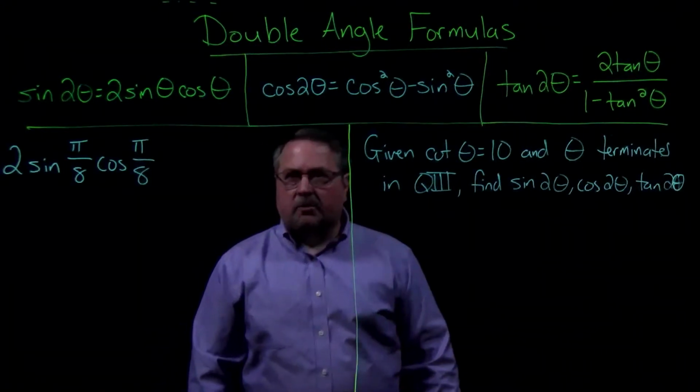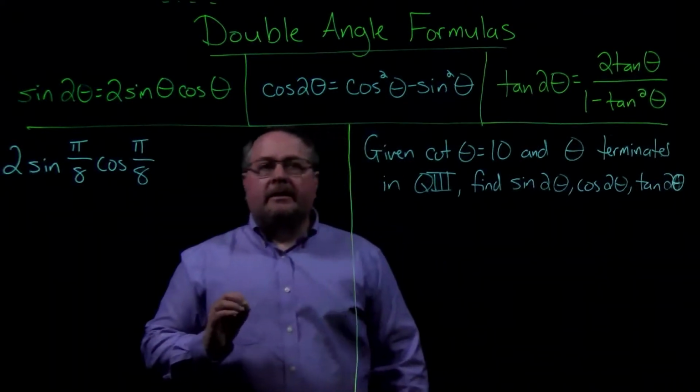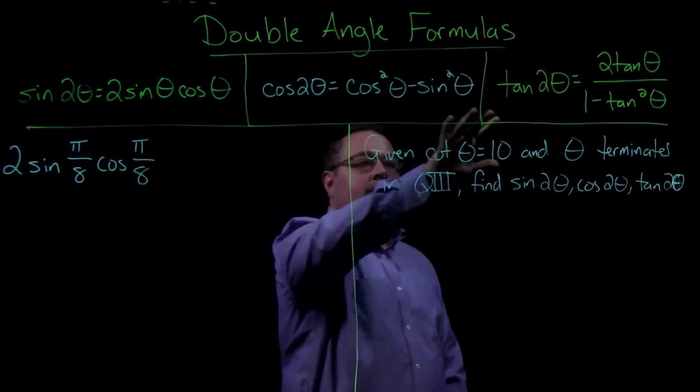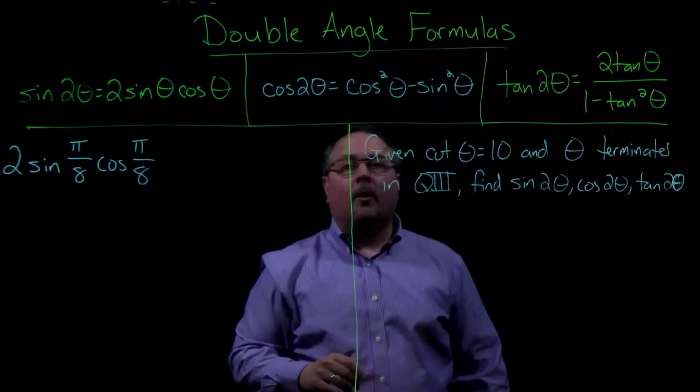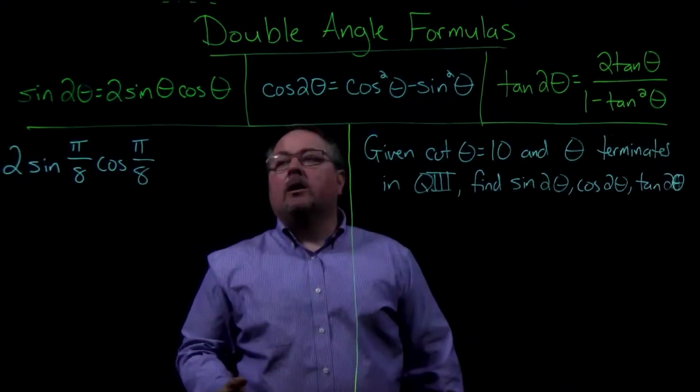The next set of formulas we're going to look at are the so-called double angle formulas. These give us a way to express the sine, cosine, or tangent of twice an angle in terms of trig values of the angle itself.